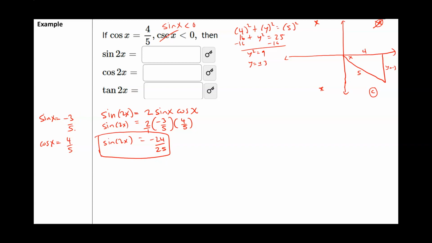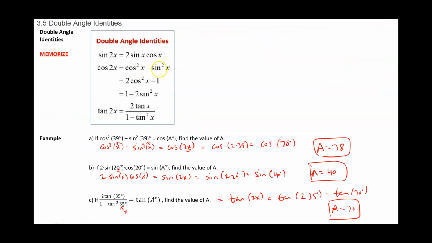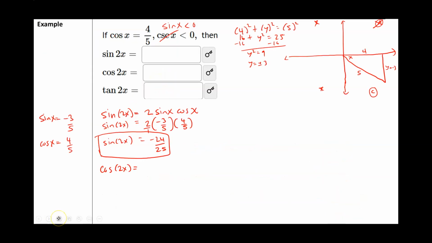Okay, now let's take a look at cosine. So cosine of 2x. Now we have 3 different formulas we can pick from. We can use cos squared x minus sine squared x, 2 cos squared x minus 1, or 1 minus 2 sine squared x. It doesn't matter, we get the same answer either way. So since I already have sine and cosine, I'm just going to say this is equal to cosine squared of x minus sine squared of x.